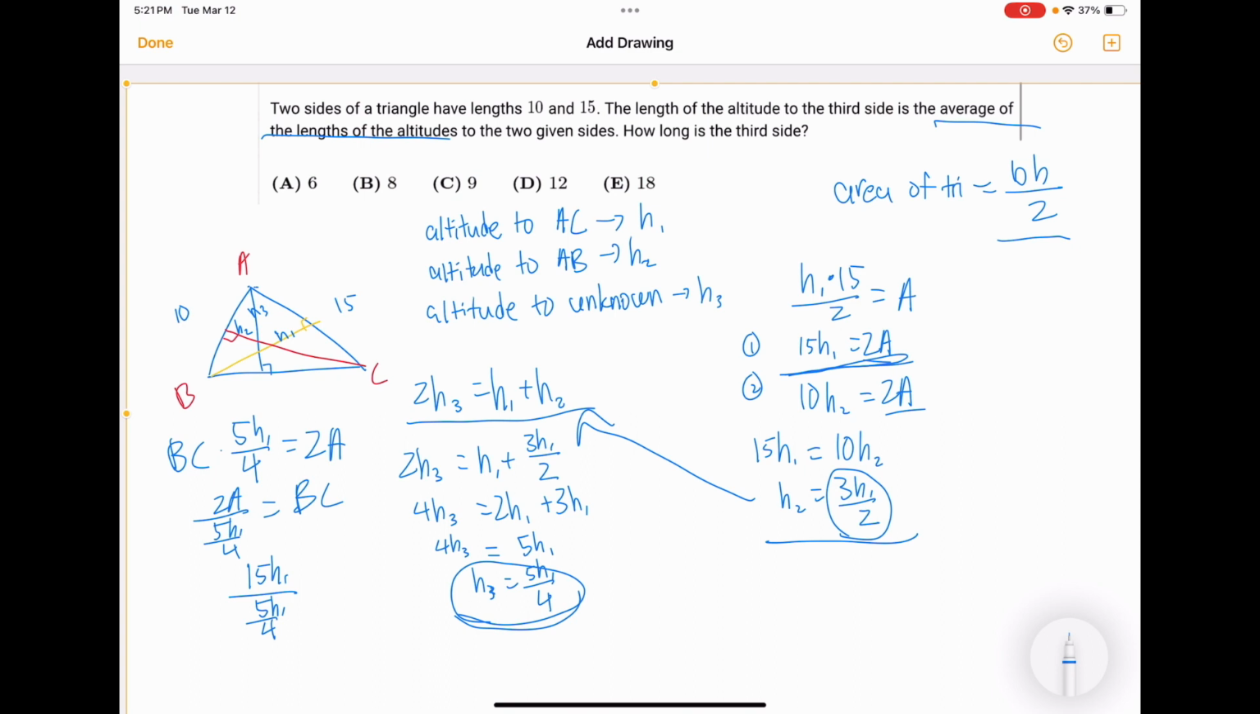And then we can just cancel out the H1s in the numerator and denominator. And this would give us 15 over 5 divided by 4. And simplifying that, we would get 12. And so BC is equal to 12. So the answer is D, 12.